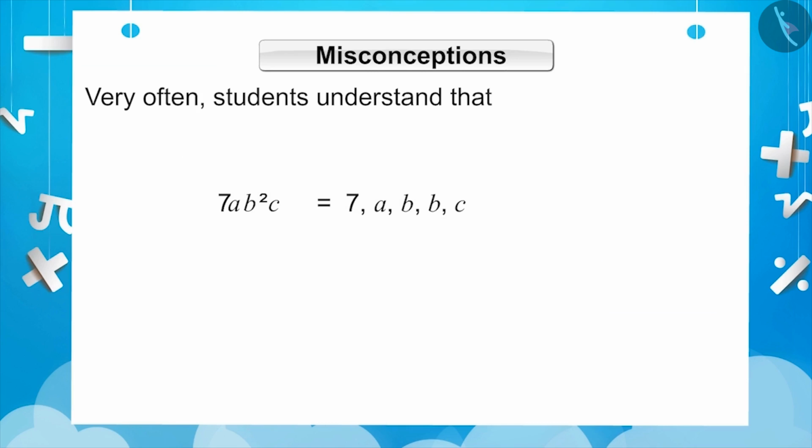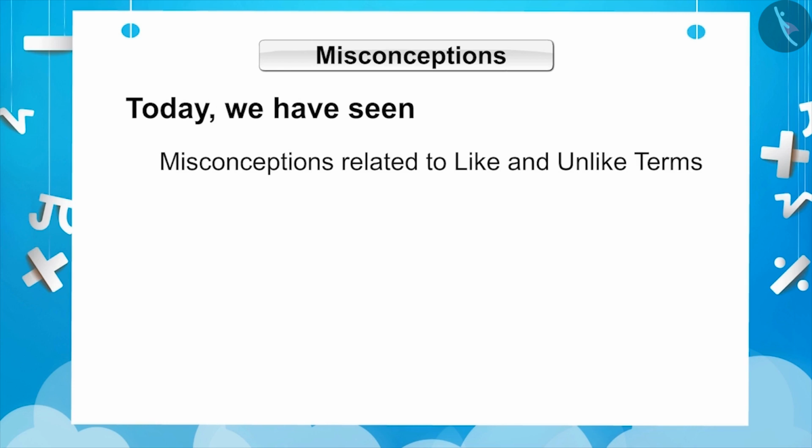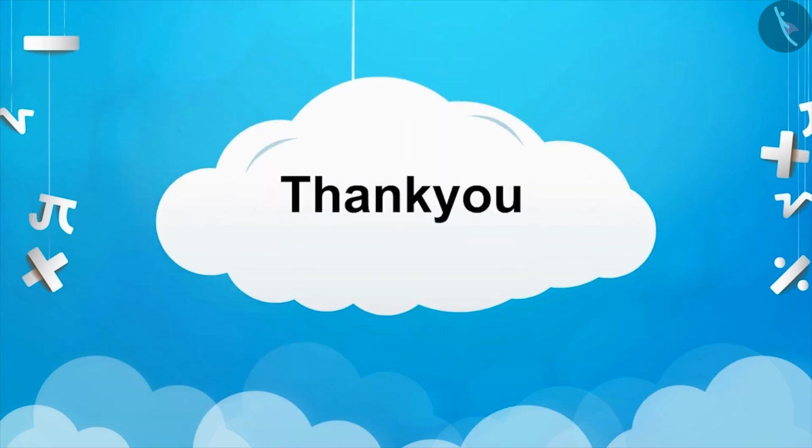Sometimes, children assume that like terms also have variables in the same order. But it is not necessarily so. Even if the variables of two terms are similar but their order is not same, the terms will be considered as like terms. Today, we have learned the misconceptions related to like and unlike terms. We hope that by watching this video, the misconceptions about like and unlike terms are cleared, and you have a better understanding of like and unlike terms. Thank you.